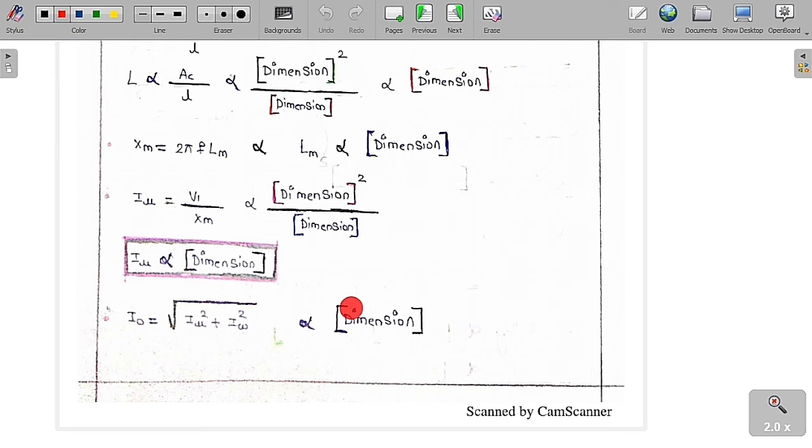So finally I can conclude that the voltage rating and the current rating are directly proportional to linear dimension squared, whereas the kVA rating is directly proportional to linear dimension to the power of 4, whereas the iron loss or core loss is directly proportional to linear dimension cubed, whereas I mu, I_W or I_C, I naught, L and Xm are all directly proportional to linear dimension.